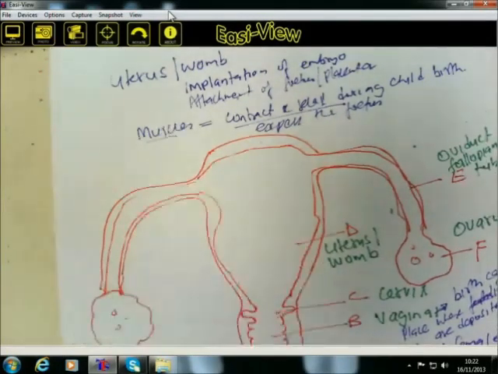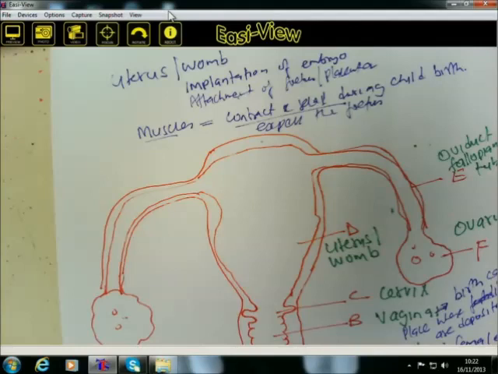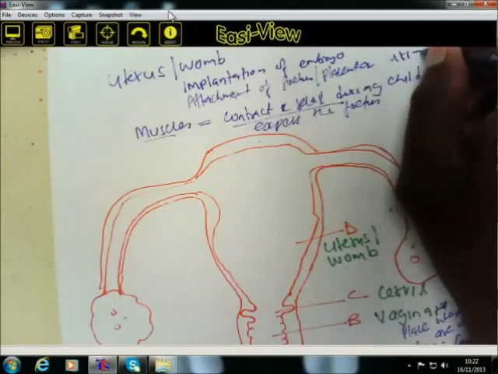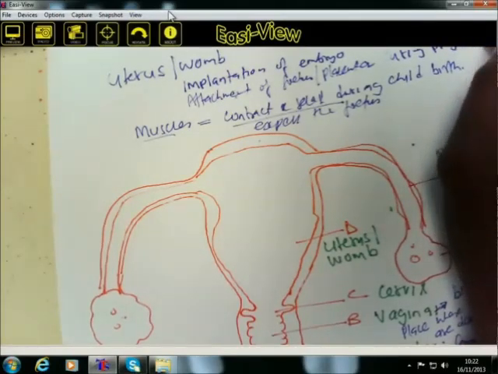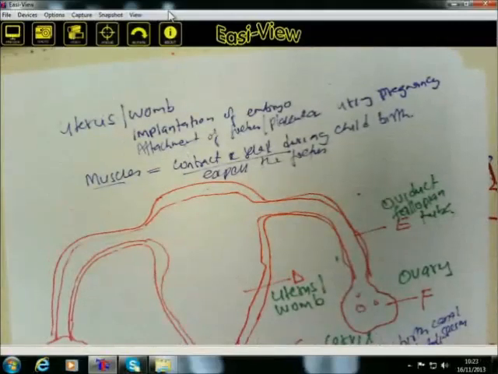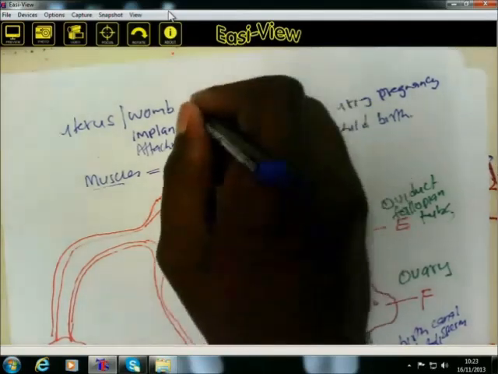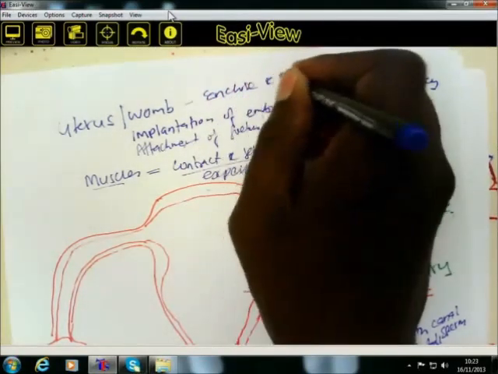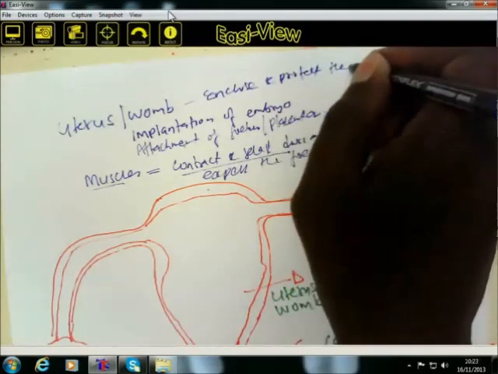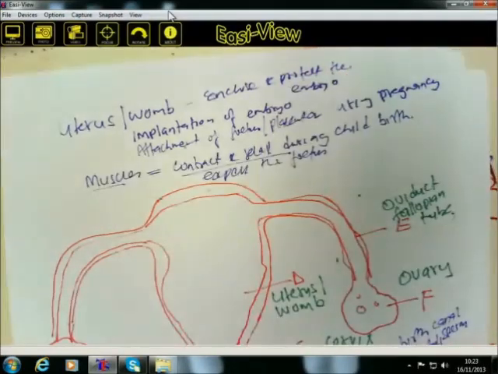You will be given questions here. The first question will say, what are the functions of the uterus? It's for implantation of the embryo. It is a place where implantation takes place, and also it's for attachment of the placenta during pregnancy. And also, you can say it encloses and protects the embryo. That is the function of the uterus.